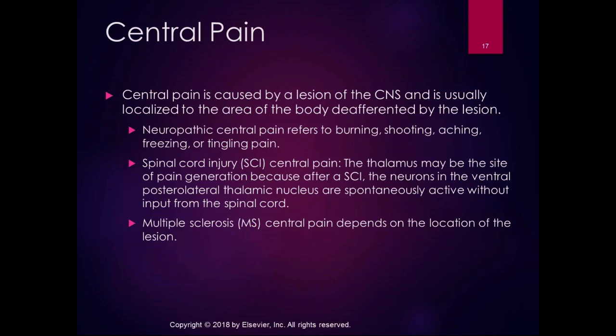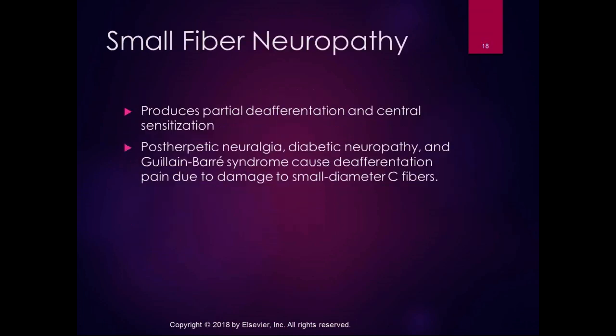Spinal cord injury can result in central pain, and they think that the thalamus may be the site of pain generation because after a spinal cord injury, the neurons in the ventral posterolateral thalamic nucleus are spontaneously active without input from the spinal cord. MS can result in central pain, and it depends on the location of the lesion. MS plaques can be anywhere in the central nervous system, and depending on that location, that can result in central pain. Small fiber neuropathy produces partial deafferentation and central sensitization.